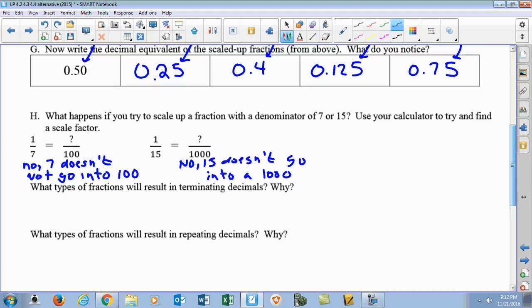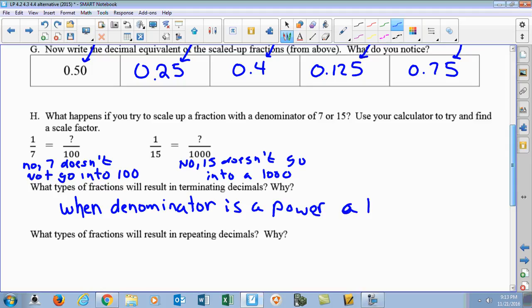So those two numbers with those two denominators did not work like the other ones did, didn't they? And why is that? So again, what types of fractions will result in terminating decimals? When the denominator can go into or be multiplied to get to a power of 10. So when that denominator is a power of 10.